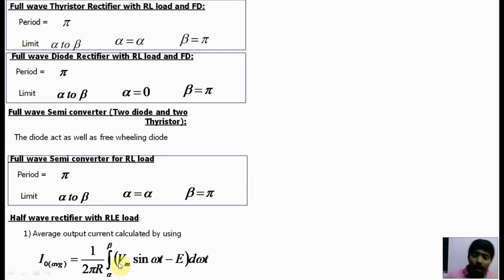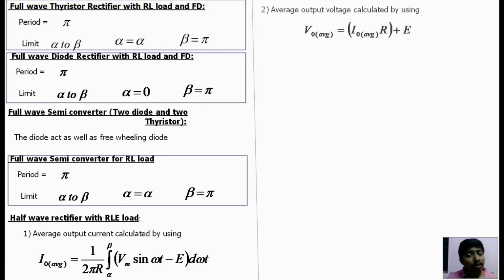So alpha, if the rectifier is diode rectifier, alpha will be 0. If this is a thyristor rectifier, alpha will be the firing angle. Here this is half wave, always discontinuous conduction, so beta will be beta. Instead of Vm sin omega t, the value will be Vm sin omega t minus E, because at the output side there is a voltage E. So the resultant voltage will be Vm sin omega t minus E. Okay, remember this formula.